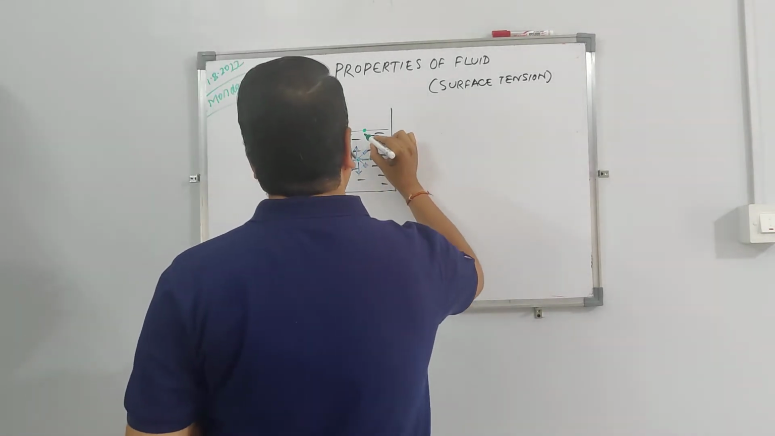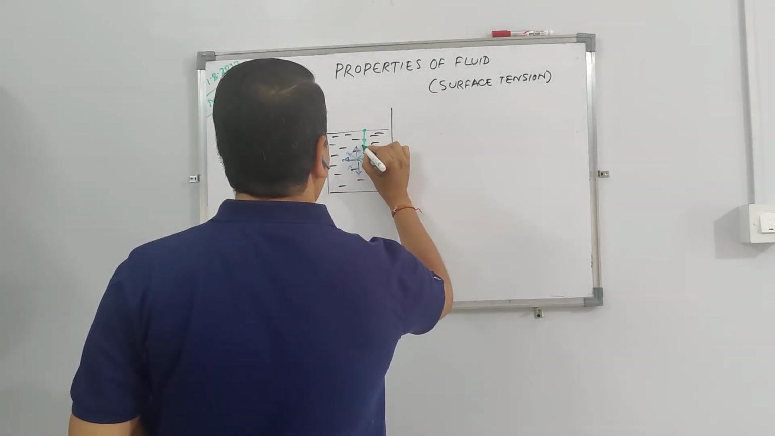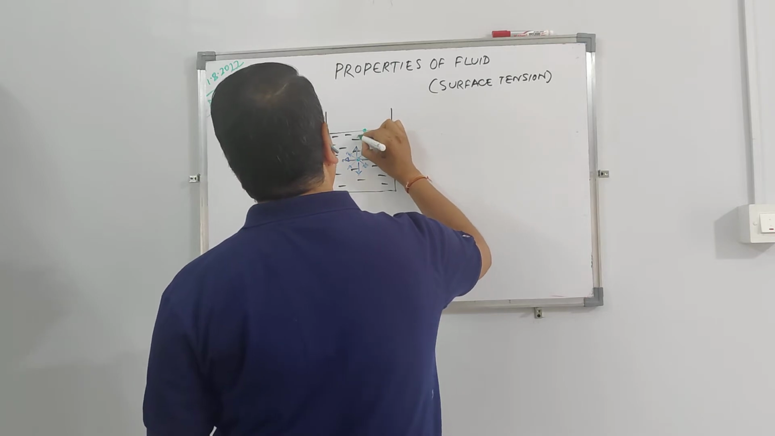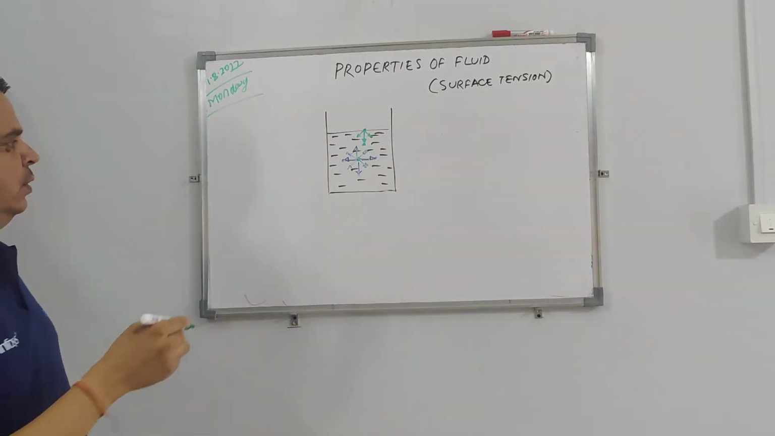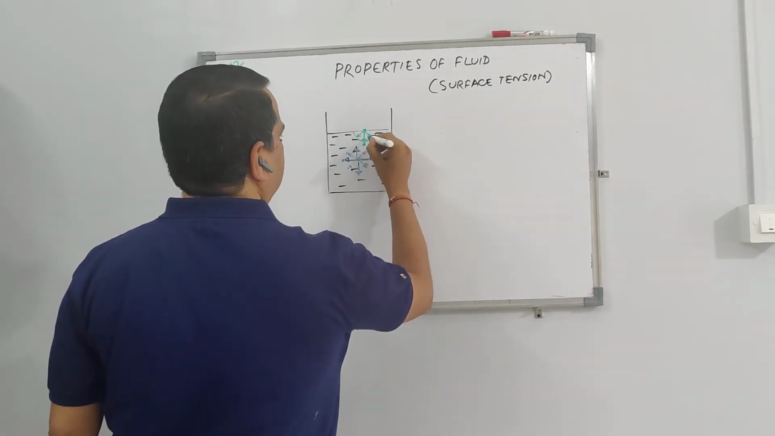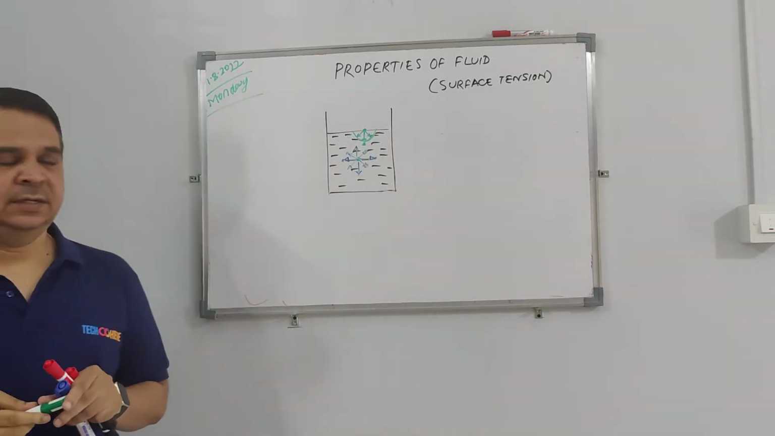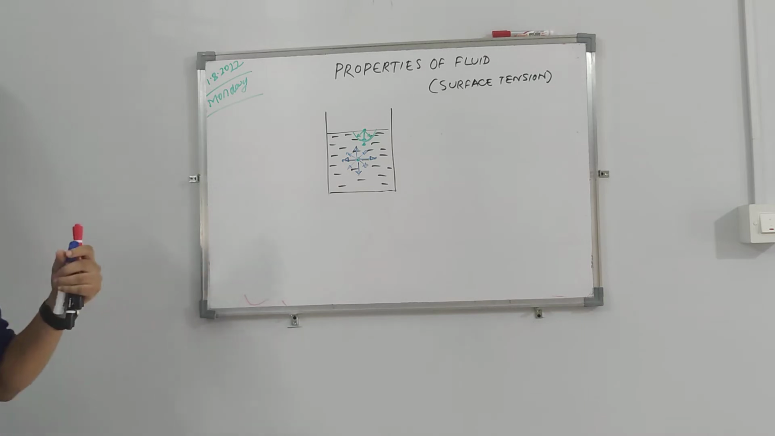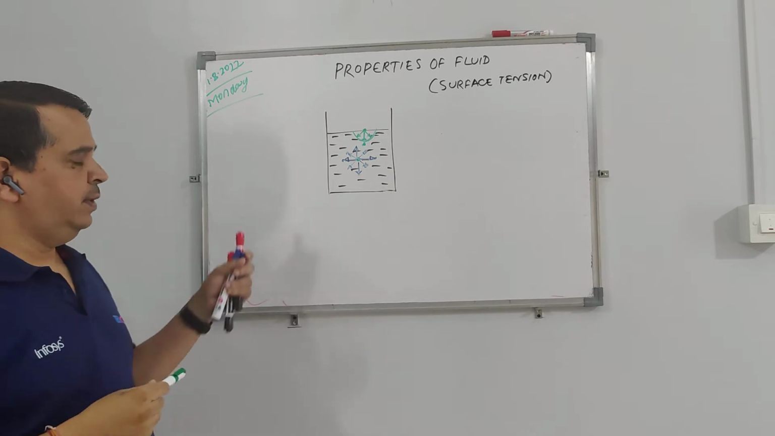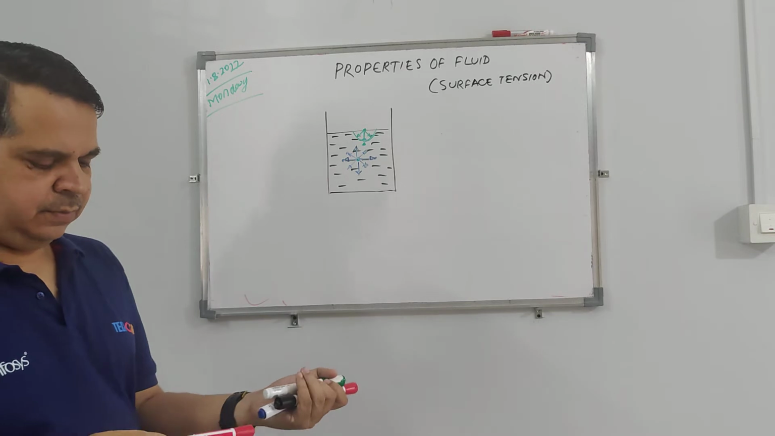This molecule will get attracted by the molecules below it, and also there will be forces in this direction and this direction, like this. Finally it will form a kind of semicircle like this. So what happens is, the surface of this liquid will be in a state of tension. Why will it be in a state of tension?